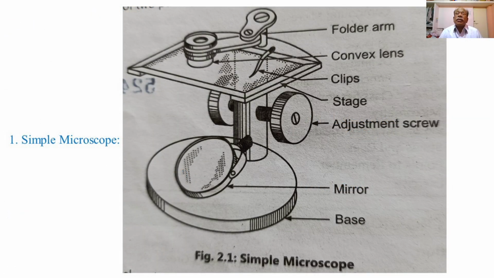This is the diagram showing a simple microscope, provided with a round base and a stand so as to hold the different parts of the simple microscope, such as lenses, the mirror, and the adjustment screw, so as to adjust the magnification and get a clear view of the object placed onto the stage on the glass slides.